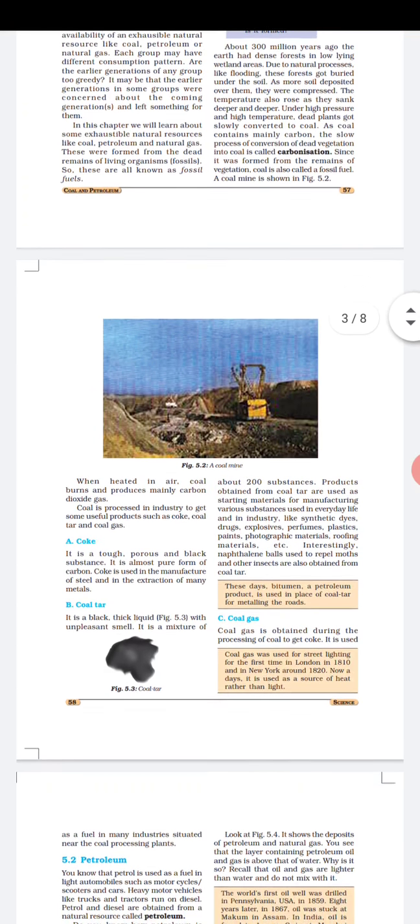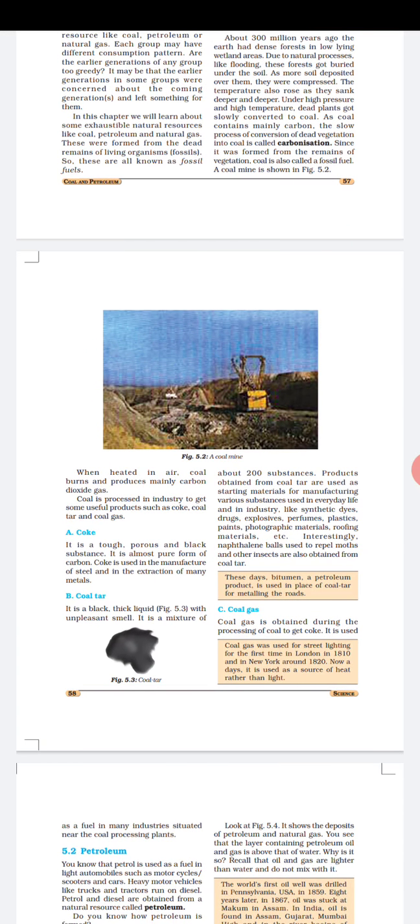Let us see first about coke. It is a tough, porous and black substance. It is almost pure carbon. Coke is used in the manufacture of steel and in the extraction of many metals.